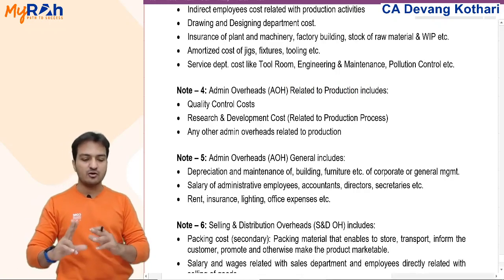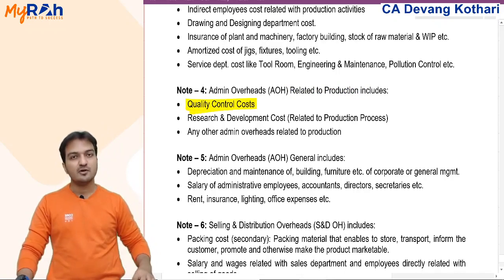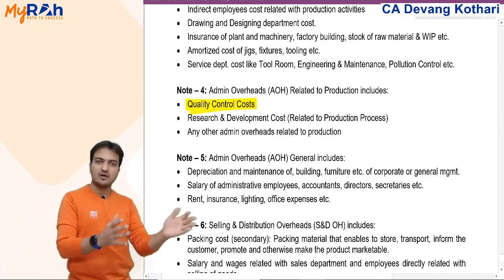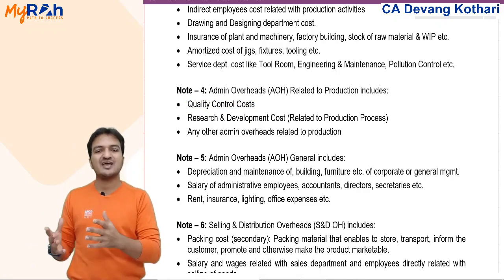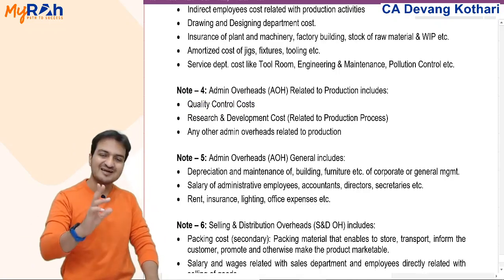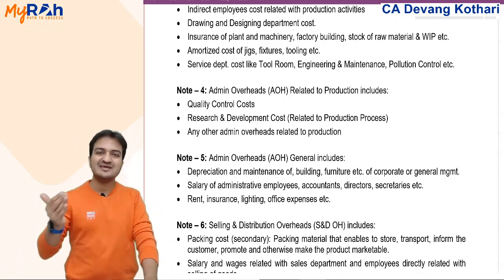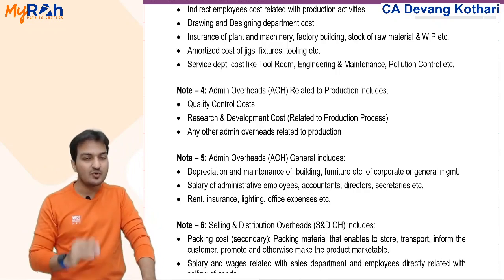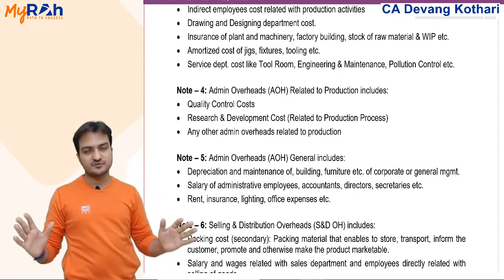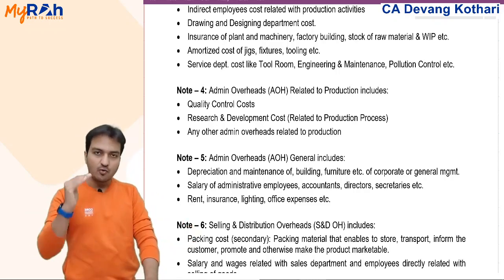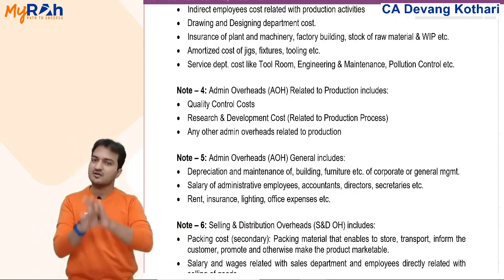Admin overheads incurred on all production units might be, say, quality control cost. Look, I have a department called quality control department. What is this department supposed to do? Well, this department will have to check the quality of every product that is made. So will they check the quality of only the sold units, or will they check quality of all produced units? Well, naturally, they will check the quality of all units produced at the time when they are produced. Quality checking is not done at the time of sale. Quality checking will be done immediately on production.